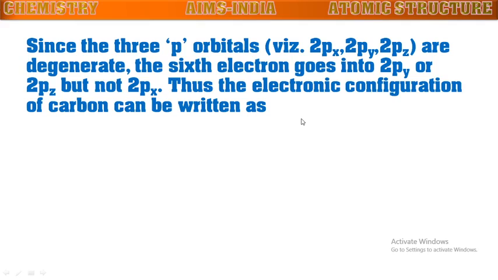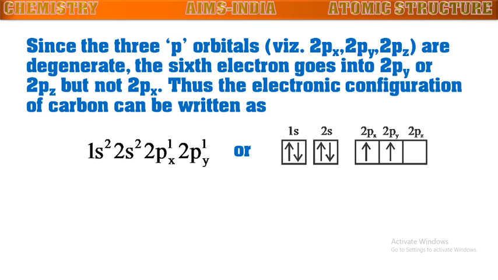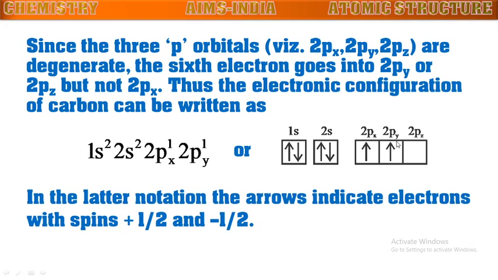Thus, the electron configuration of carbon can be written as 1s2, 2s2, 2px1 and 2py1, or it can also be represented like this in the diagrammatic form. In this diagrammatic form, the arrows indicate electrons with spins plus half and minus half. The arrows in the upward direction represent positive spin electrons, whose value is plus half, and the downward arrows represent electrons with anti-clockwise spin, having the value minus half.